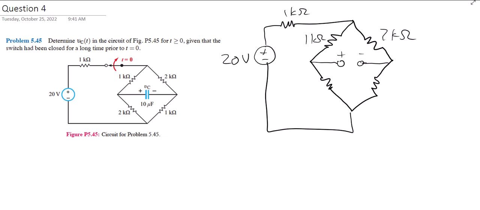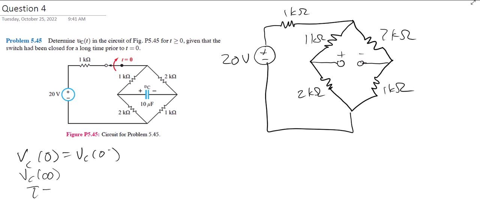Okay, so we want to think about the things that we need. We need VC at 0, which is the same as VC at 0 minus, which is why we draw this. We need VC at infinity, and we need the time constant, which is R equivalent C, where R equivalent is the Thevenin equivalent of the resistance during the time period that we're looking at.